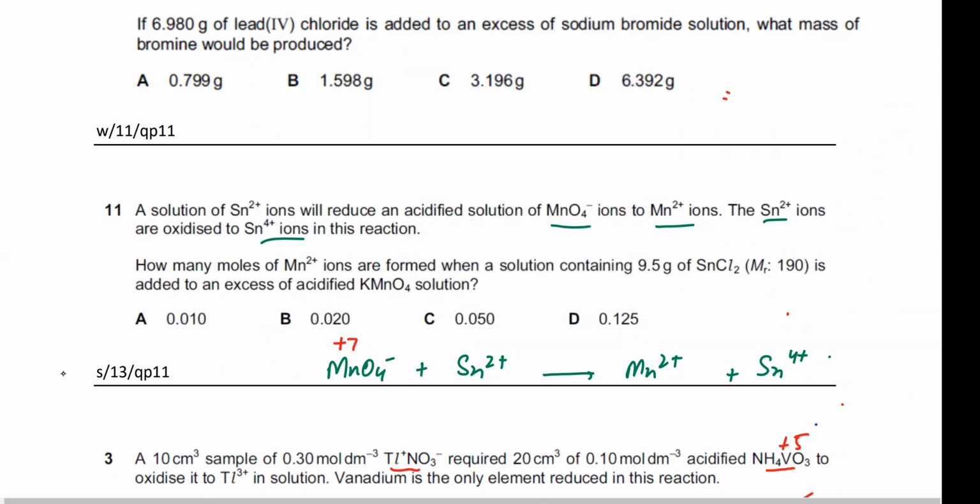Then it goes to plus 2. So that means it's going from plus 7 to plus 2. That means it's gaining how many electrons? 5 electrons, right? Like one of the Mns is gaining 5 electrons. Sn is going, on the other hand, from 2 plus to 4 plus. That means it lost 2 electrons.